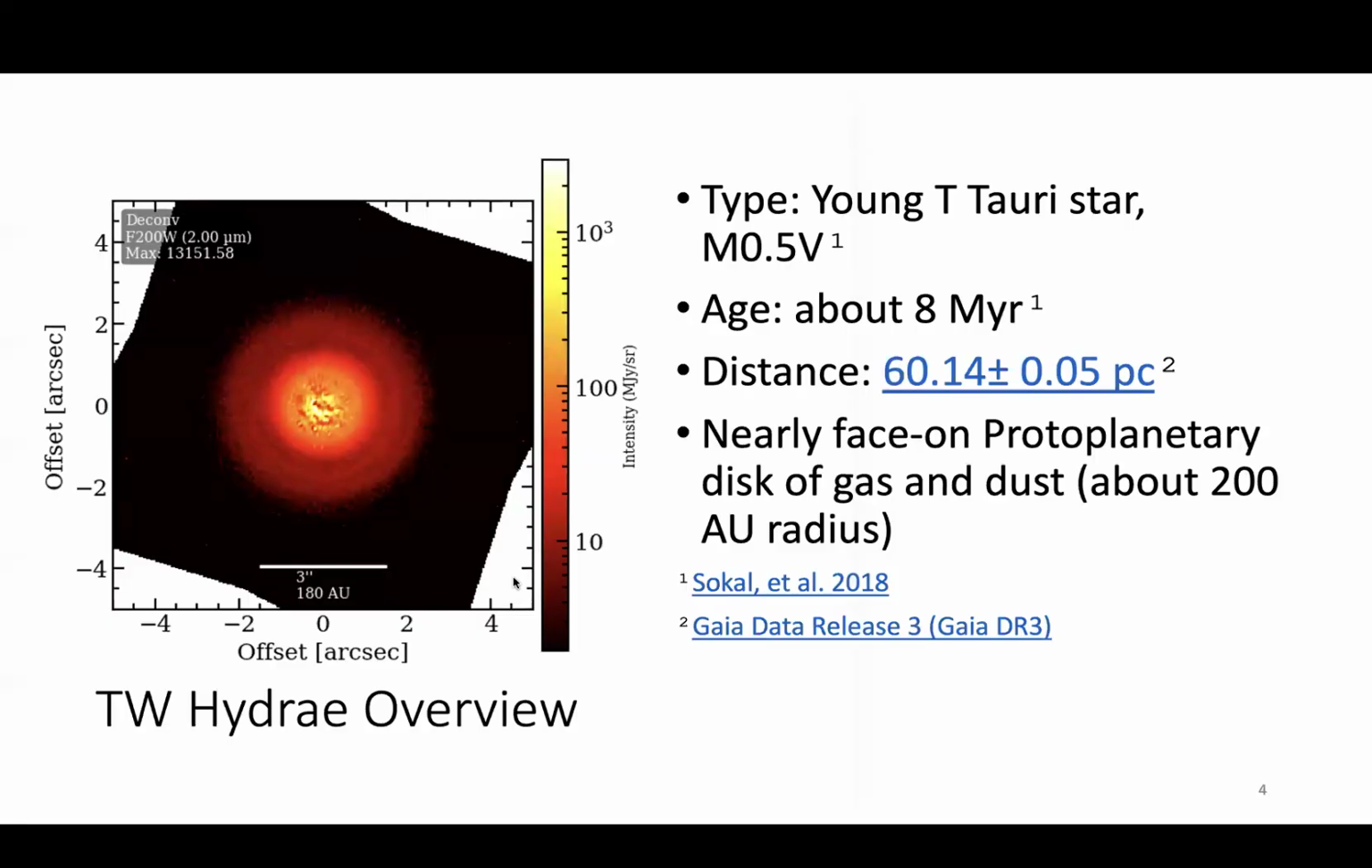So TW Hya is our target. It's a young T Tauri star, and we believe its age is about 8 million years. And the distance is shown here. And the reason why we're choosing. Sorry, what is a T Tauri star? Oh, it just means it's the early stage of a sun-like star. We call it a T Tauri star.